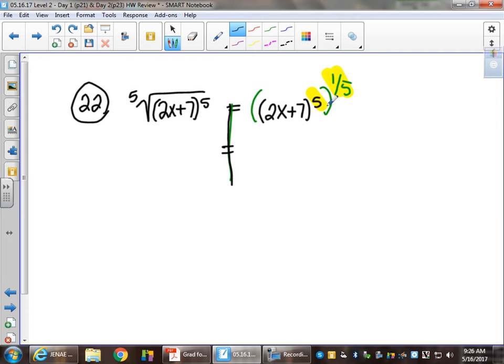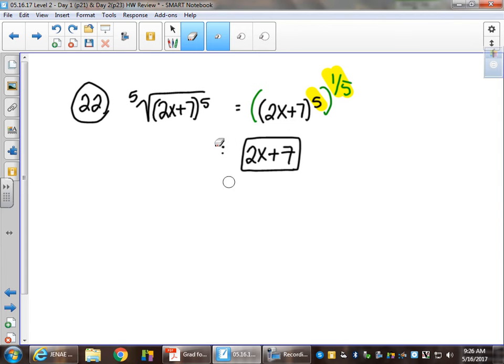Power of a power, we multiply. What is 1/5 times 5? 1. So that just leaves 2x plus 7, and I'm done. So that was 22. Make this a little neater.